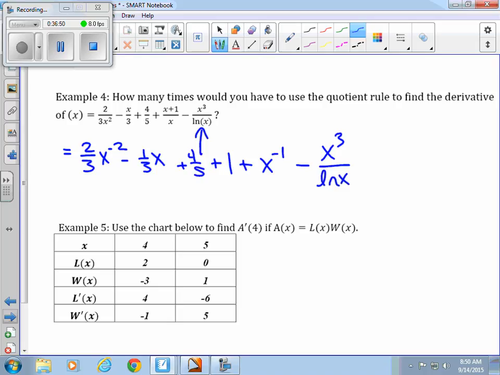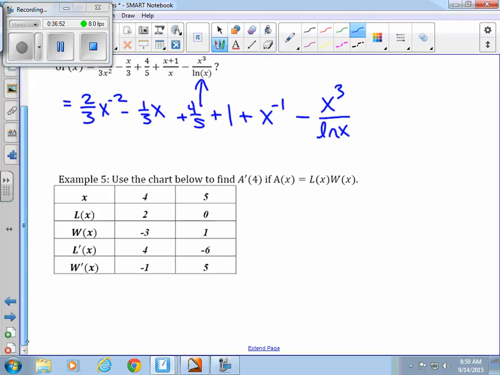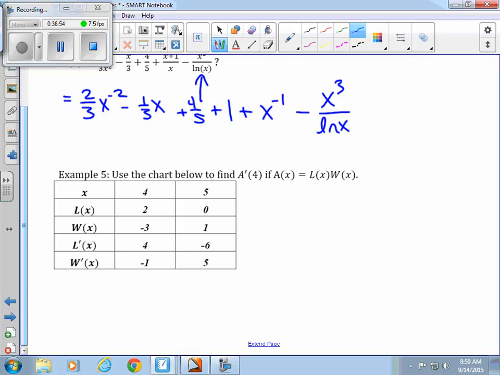Watch for that. Okay, let's look at example number 5. This is one of AP's favorite types of questions. So you can imagine it's going to be on your test. They like to know if you can apply the rules without functions. So, it says use the chart below to find A prime of 4, if A of x is L of x times W of x.